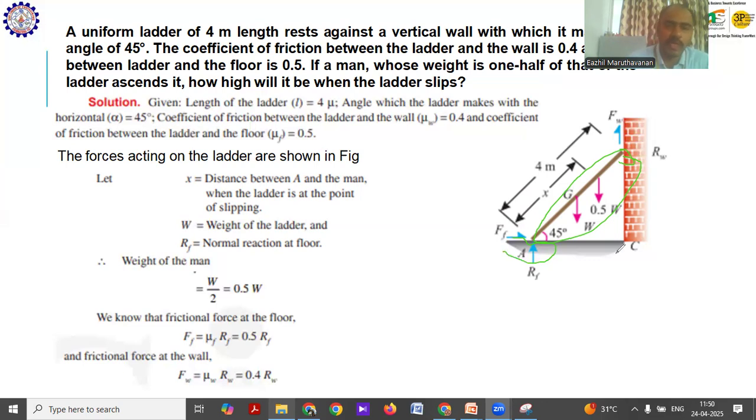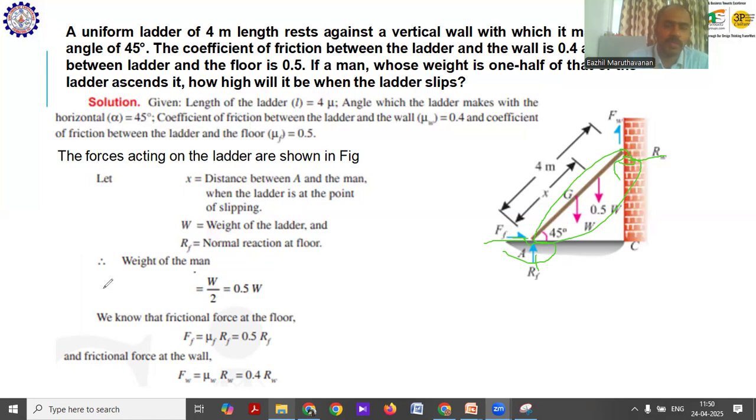So we have to write the given data and then we have to draw the free body diagram. The frictional force in the upward direction, the reaction force in this side. Similarly, the friction force in right side and the reaction force is perpendicular to the ground plane. So let us take x be the distance between the ground floor and the man where he stands in the ladder. Let W be the weight of the ladder and RF be the normal reaction to the floor. So therefore the weight of the man will be 1 by 2 into W, that is 0.5 into W.